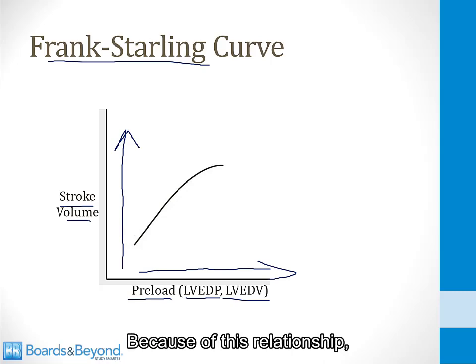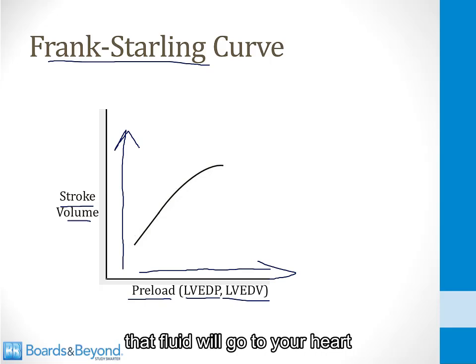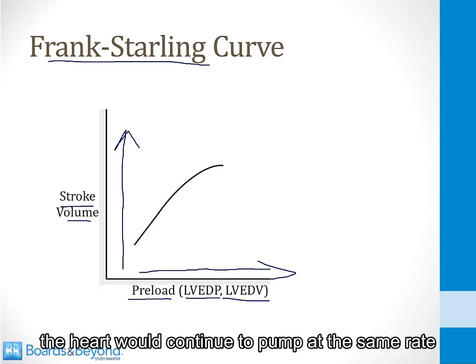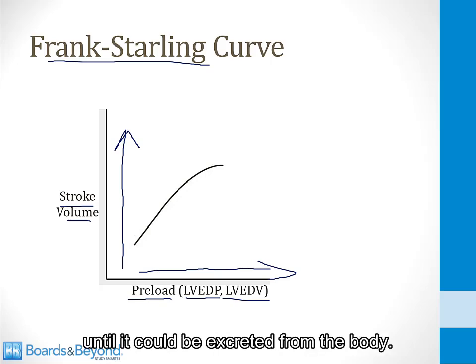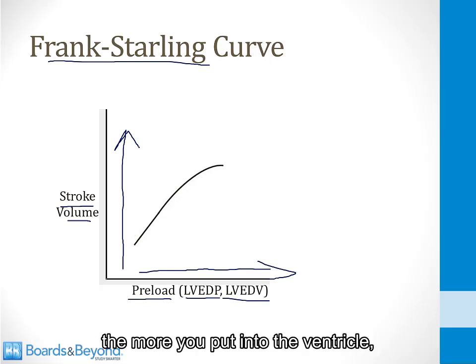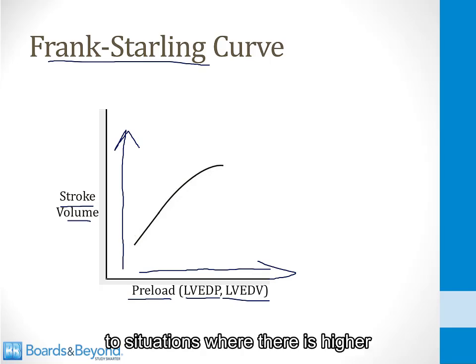Because of this relationship, if you drink more fluid and put more fluid into your vascular system, that fluid will go to your heart and your heart will pump harder. If this mechanism did not exist, and every time we drank a couple of glasses of water, the heart would continue to pump at the same rate and all that extra fluid would pool in our venous system until it could be excreted from the body. However, because of the Starling mechanism, the more you put into the ventricle, the more it pumps, and this allows our heart to respond to situations where there is higher or lower venous return to the heart.